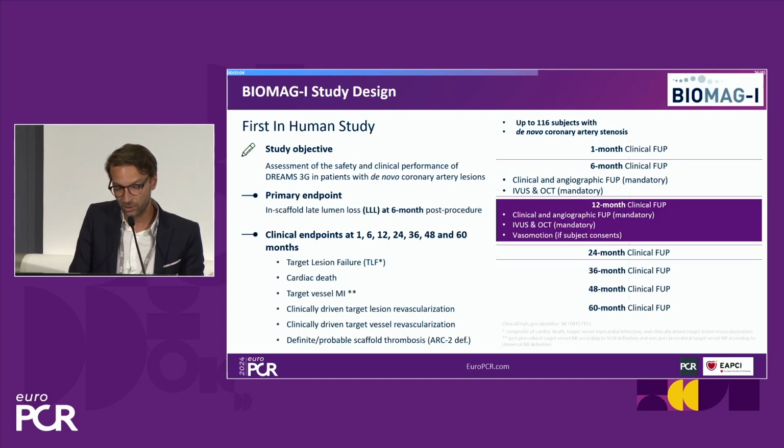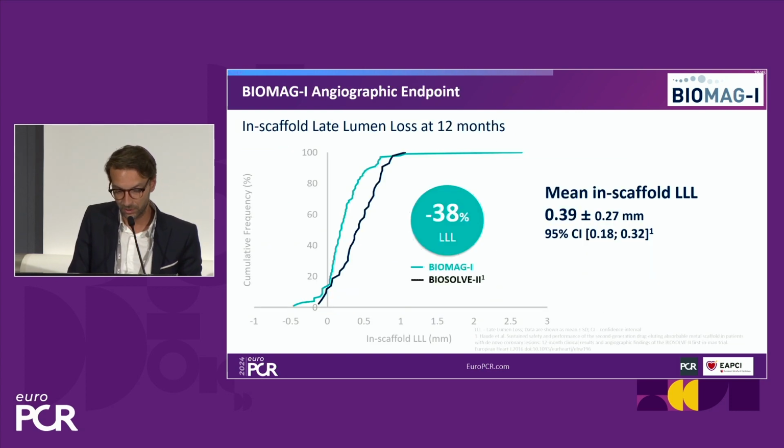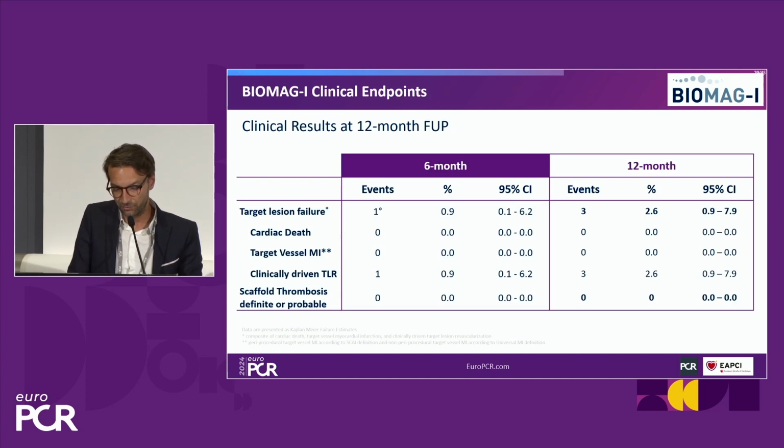The first-in-human study to evaluate the performance of this scaffold was BIOMAG-1, which was concluded last year with a follow-up of 6 months, with late lumen loss as the primary endpoint, along with intracoronary imaging and vasomotion reactivity. As you can see, the mean in-scaffold late lumen loss was 38% better in BIOMAG-1 in absolute number compared to BIOSOLVE, the Magmaris study. So this is very promising.